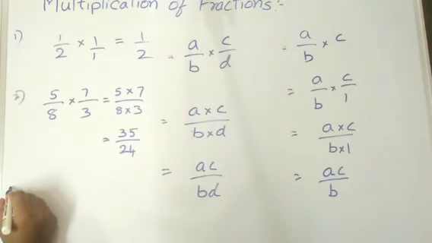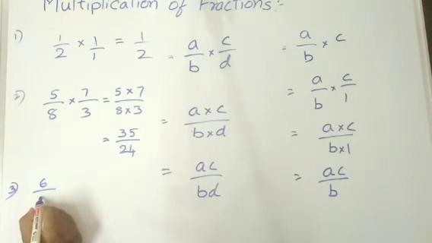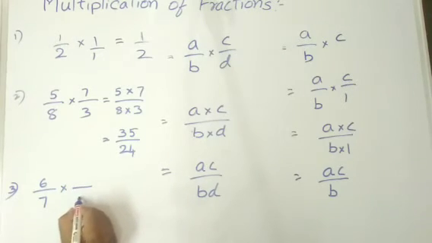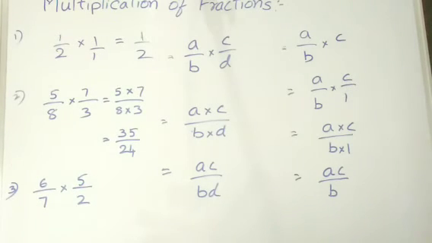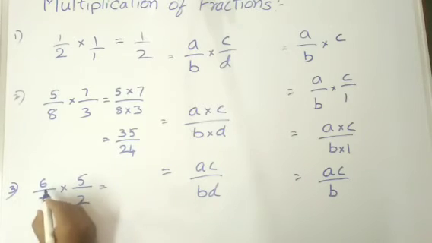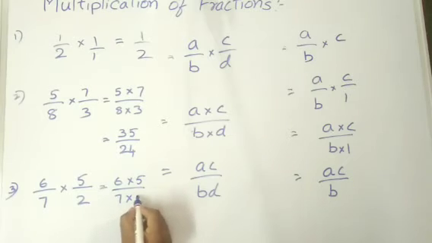So next one is 6 by 7, and here I am taking 2, and here I am taking 5. Okay, a little bit I have taken differently. So now see, 6 into 5, denominator 7 into 2. In multiplication, what we'll do? Numerator only will multiply, denominator only will multiply.